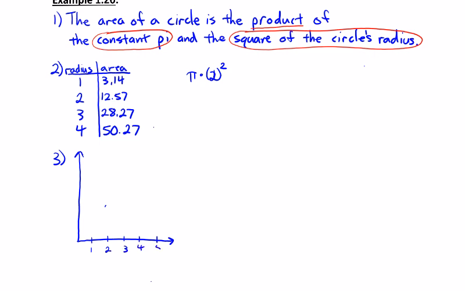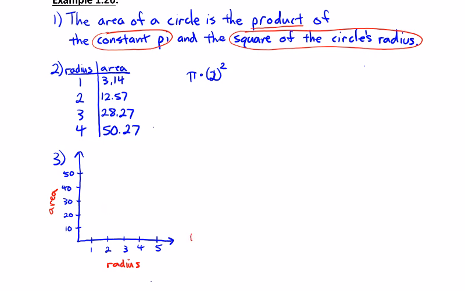So along the horizontal axis, this is where I'm going to put the radius values. And this is the standard convention. Whatever you have listed in the left column goes along the horizontal. Whatever you have listed in the second column will go along the vertical. So we'll do the same thing for the vertical, except I am not going to go by ones, I'm going to go by tens. 10, 20, 30, 40, and 50. And I will label this as area.